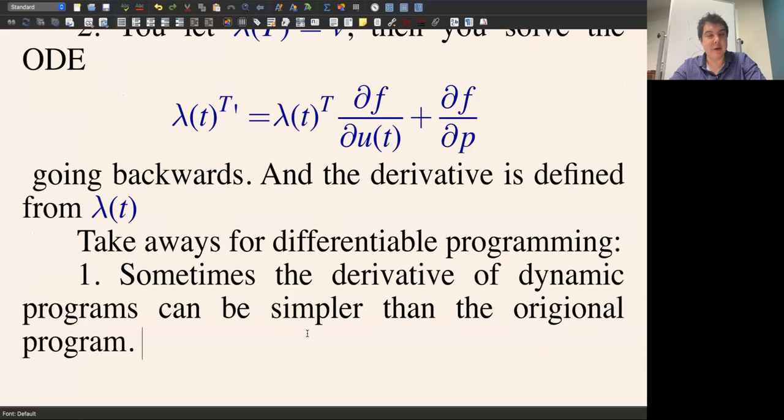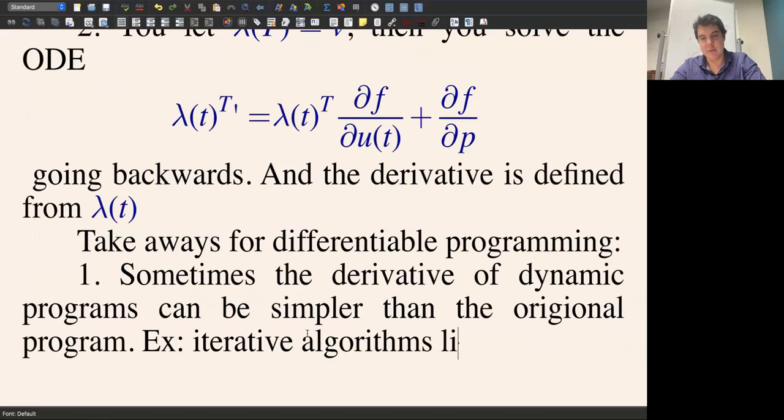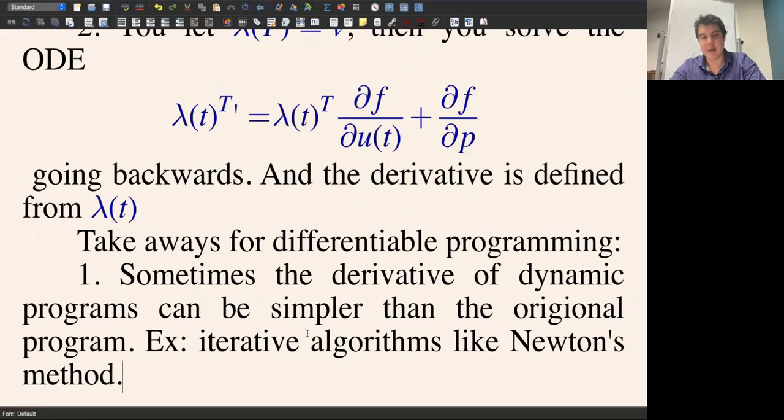Right, for example, iterative algorithms like Newton's method. In fact, for all algorithms that iterate to 0, so complementarity solvers, nonlinear optimization solvers, and everything, for all of them, you can actually always compute the derivative in one step going backwards. That's actually a general property you can prove.